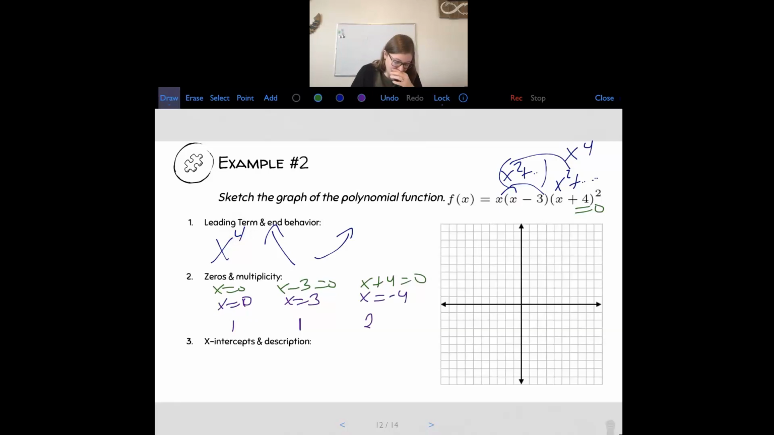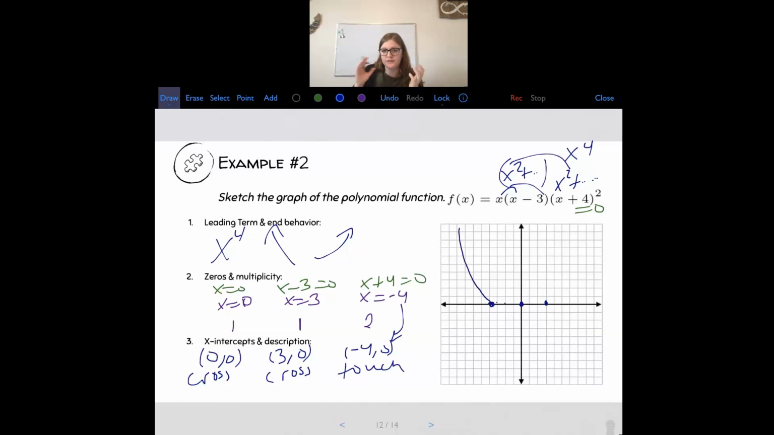With our x-intercepts in our description, we have one x-intercept at (0, 0), and it's going to cross. We have another x-intercept at (3, 0), and it's also going to cross because the multiplicity is odd. And then we have another x-intercept at (negative 4, 0), and this is just going to touch, or be tangent to. Okay, so we plot our zeros first. So we have 0, 3, and negative 4. And when we're graphing this, it's just going to touch at (negative 4, 0).